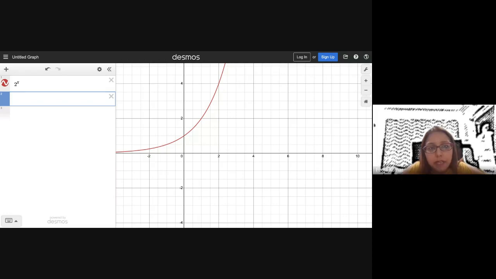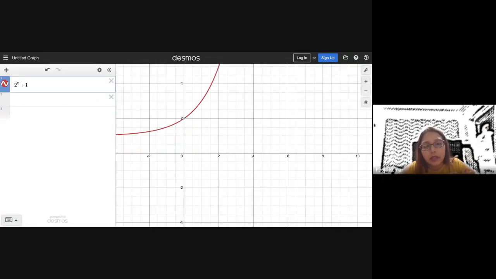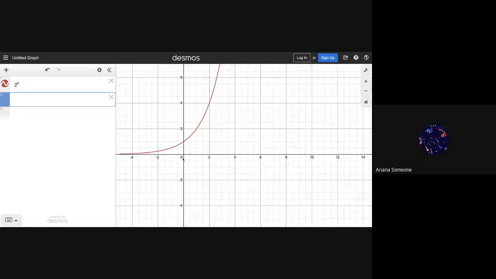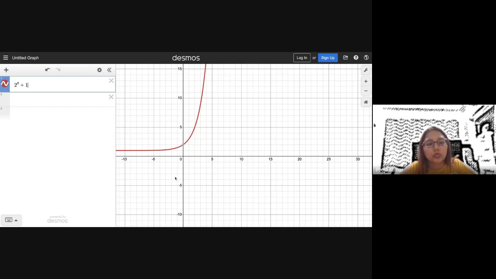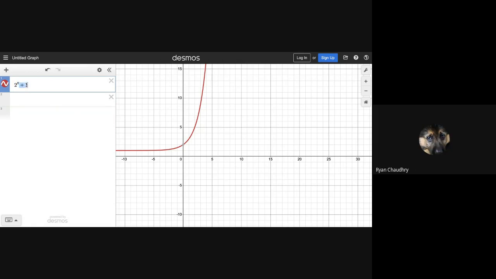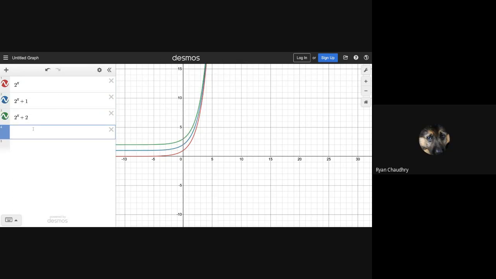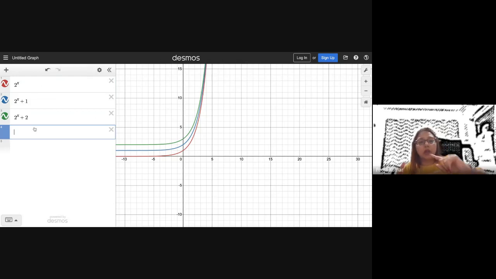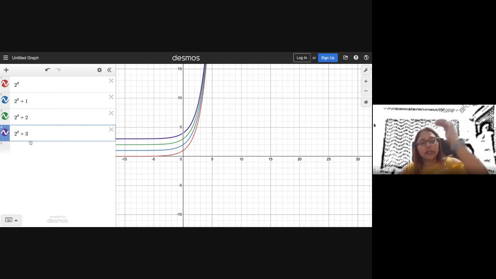It increased by 1. Go to the left of the graph. Look at the horizontal asymptote. How much is it? Is it now at 1? It's 1. Now do 2 raised to power x plus 2. Where has the horizontal asymptote gone now? It's up by 2. And the y-intercept has now gone to 3. Continue doing this and see how the horizontal asymptote changes.